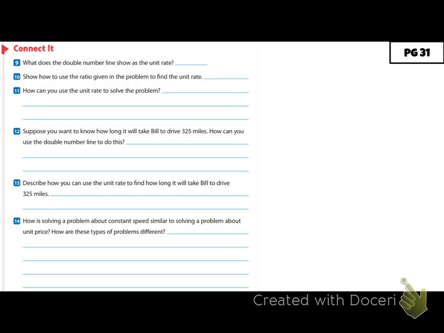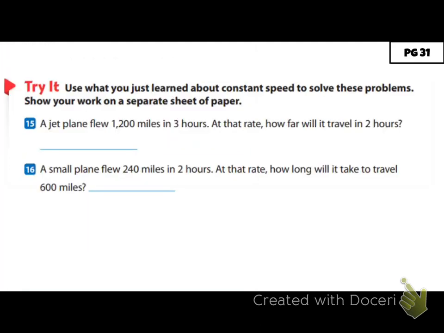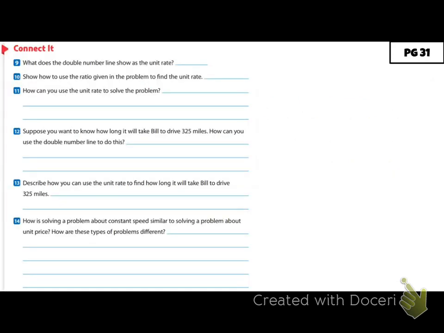All right, now at the top of page 31, look at number 9. What does the double number line show as the unit rate? If you look back over on page 30, what are you comparing to 1? How many miles to 1 hour? Hang on, let's go back. Okay, you should get 50. So 50 miles to 1 hour, that's the related rate, so your unit rate would be the number related to 1, which is 50.